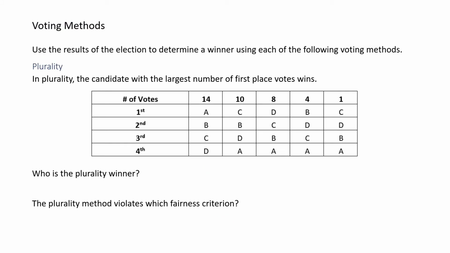Voting methods. Use the results of the previous election to determine a winner using each of the following voting methods. We'll start out with plurality. In plurality, the candidate with the largest number of first place votes wins. A appears to have 14. B has 4.